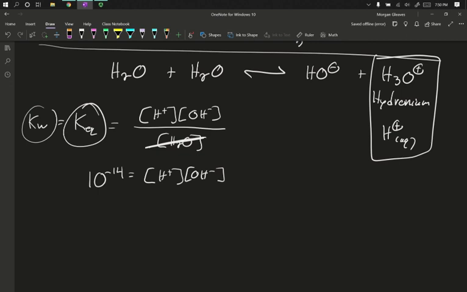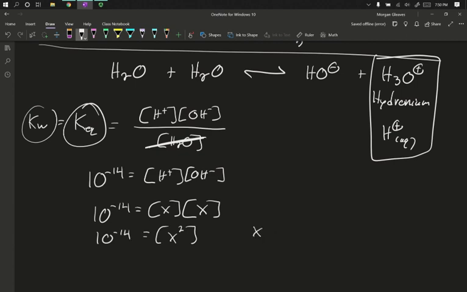For pure water, every time a water breaks apart, I make one of each, so 10 to the minus 14 must equal some amount of H+ and the same amount of OH-, which is going to be x squared here. What we find is that x, the concentration of H+ or OH- in pure water, is 10 to the minus 7 molar. This doesn't happen a lot. Water's pretty good at being water.